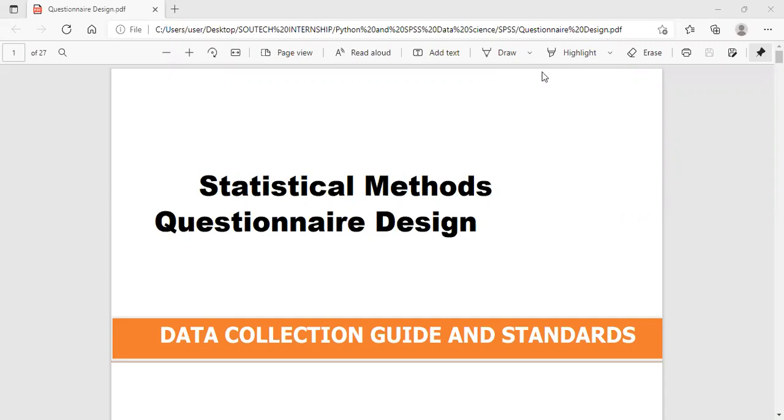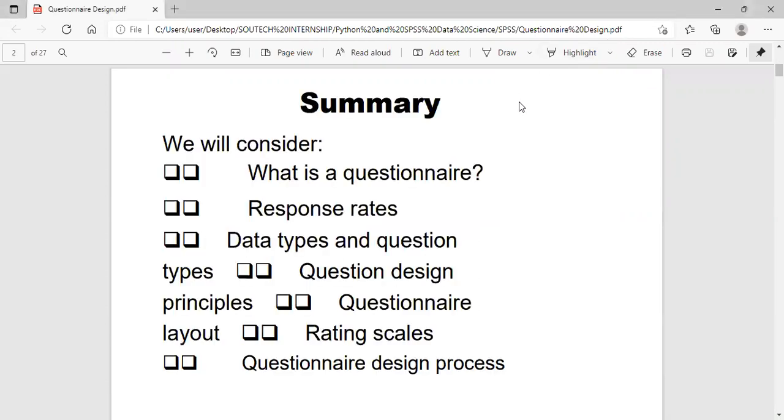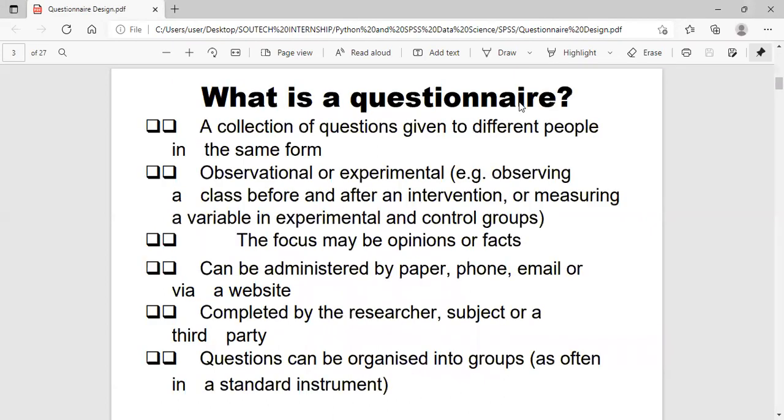How to properly design a questionnaire. So at the end of this class, we are going to know what a questionnaire is, what response rates are, data types and question types, question design principles, questionnaire layout, rating scales, and the questionnaire design process. So first we ask, what is a questionnaire?